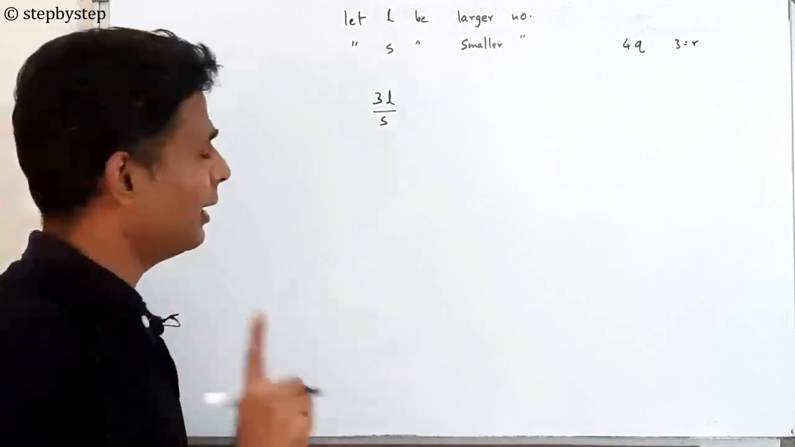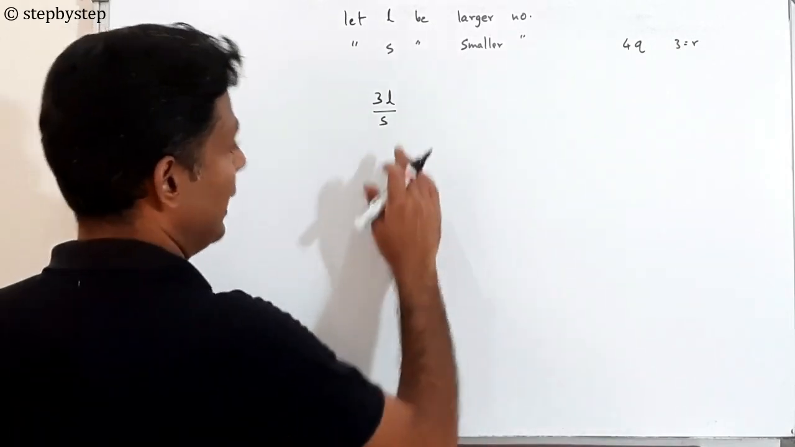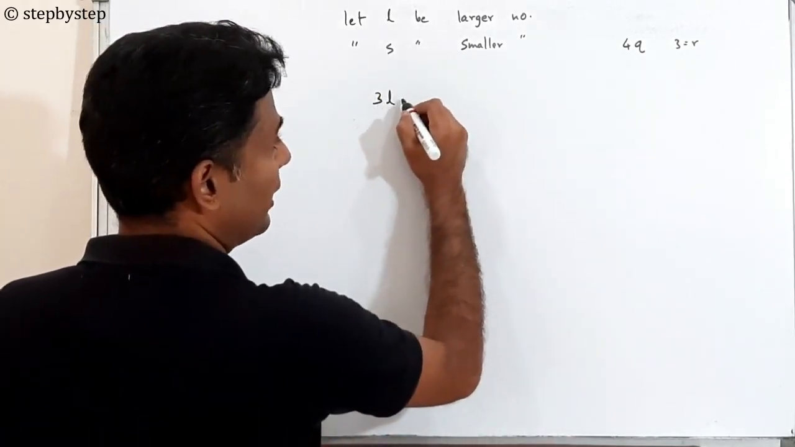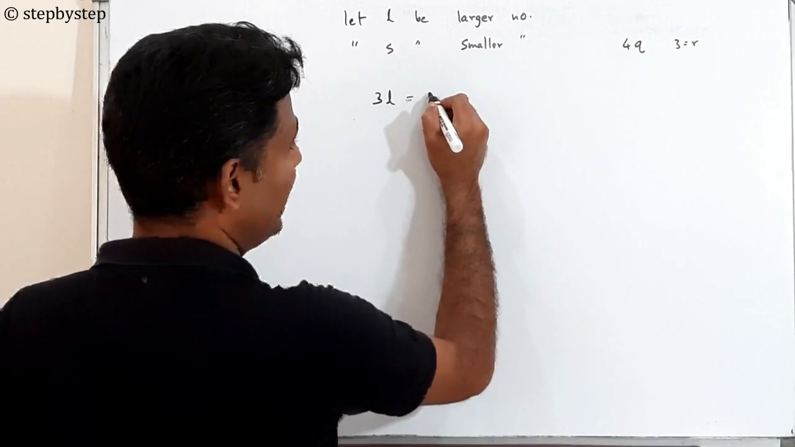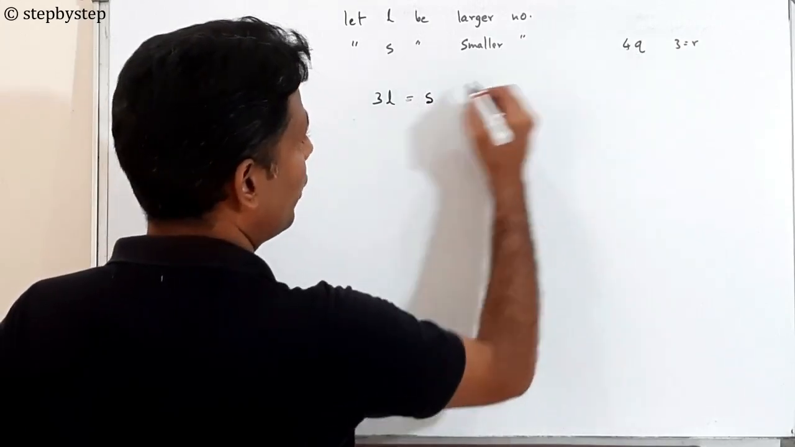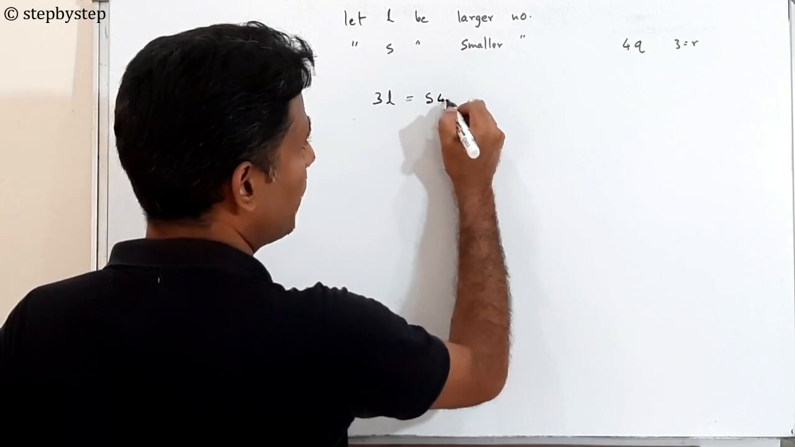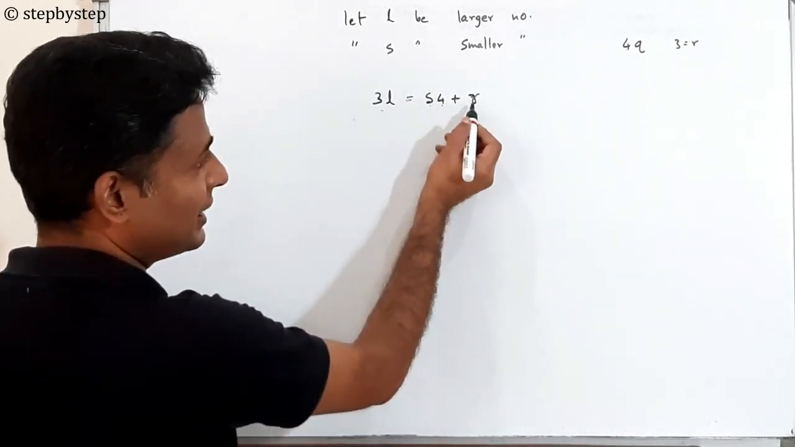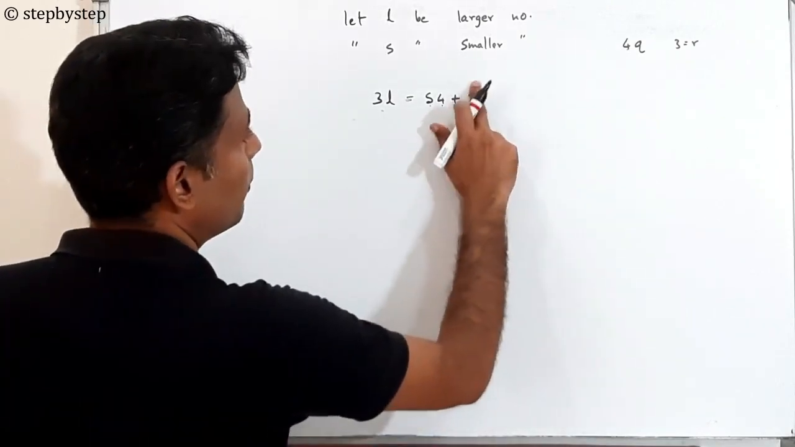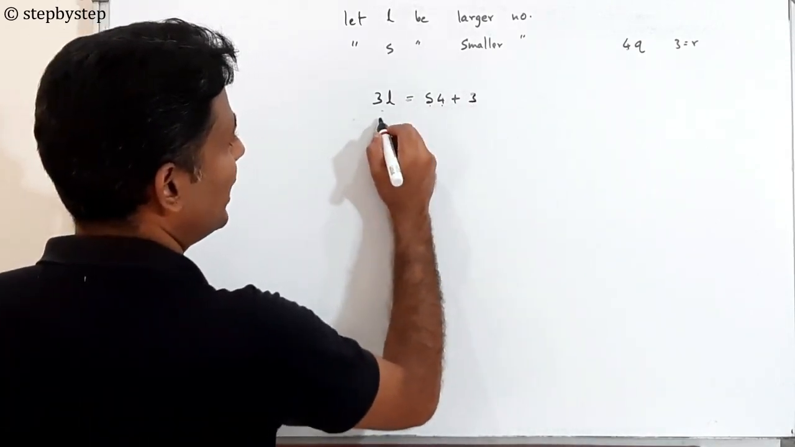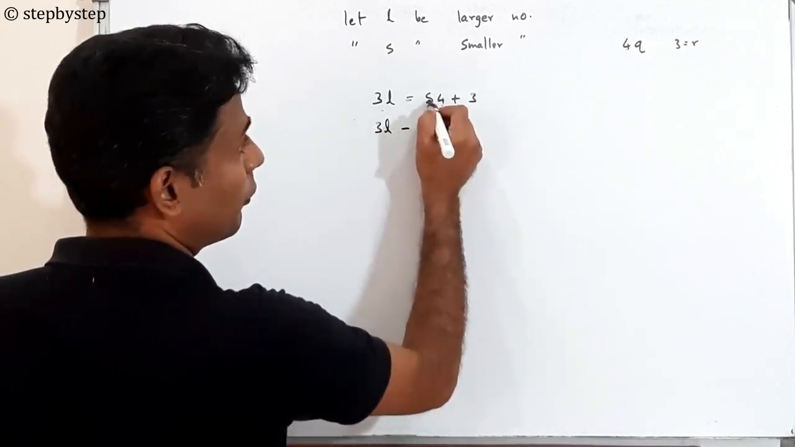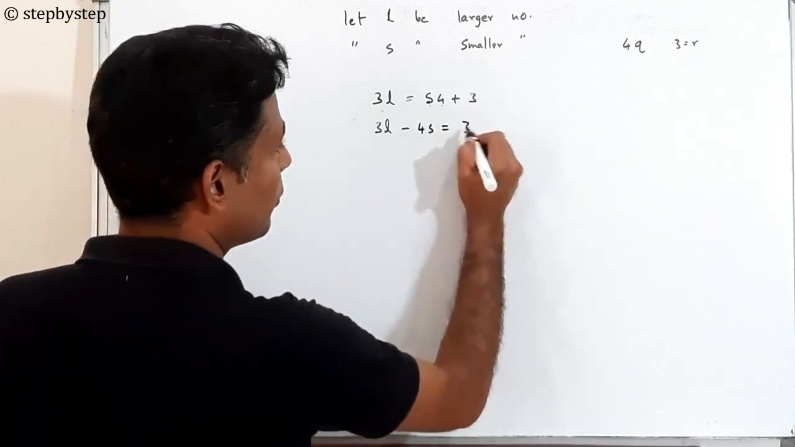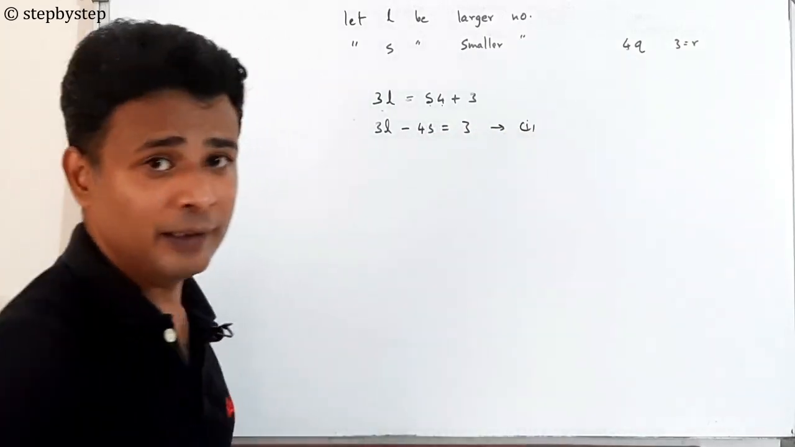Do you remember, here we have to use Euclid's division lemma. Now 3 times the larger number, when you divide by smaller number, you get 4 as quotient. So A equal to BQ plus R, if you remember. This is what we have to use. But R is 3. So what do we get? 3L equal to S into 4, that is 4S plus 3. When I get it this side, it becomes 3L minus 4S equal to 3. This is our first equation.